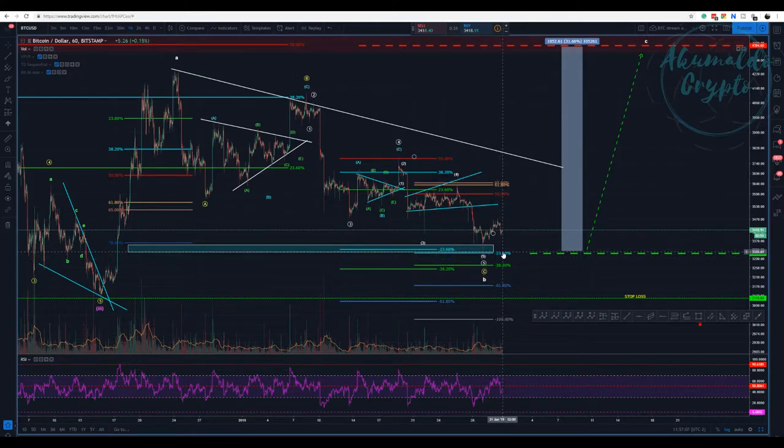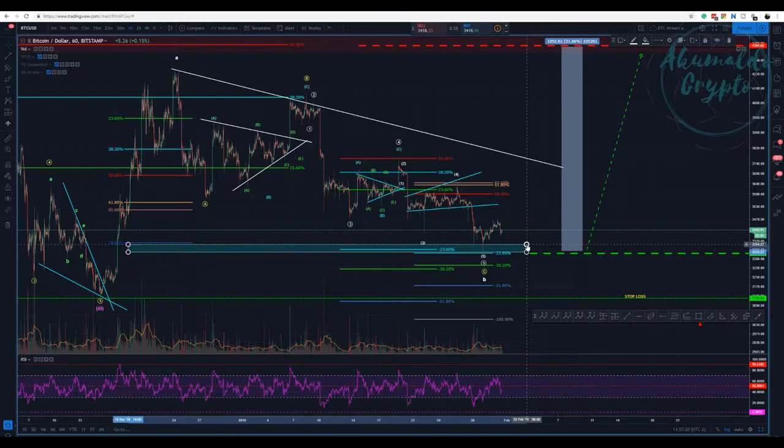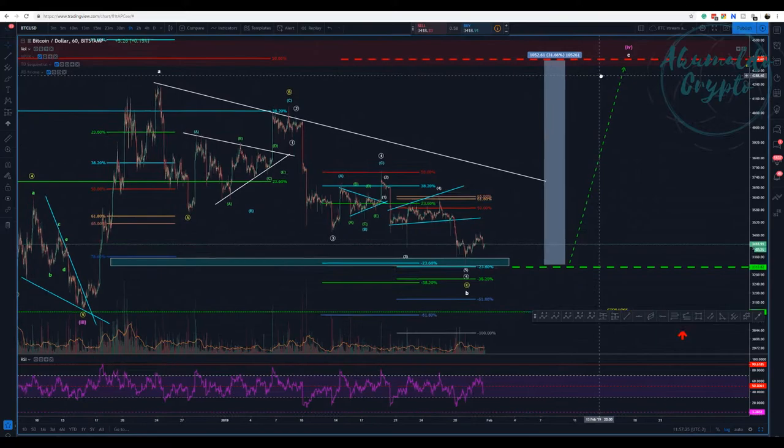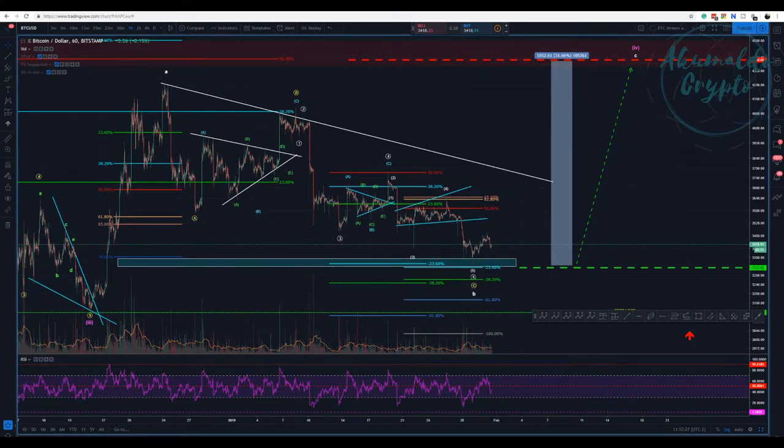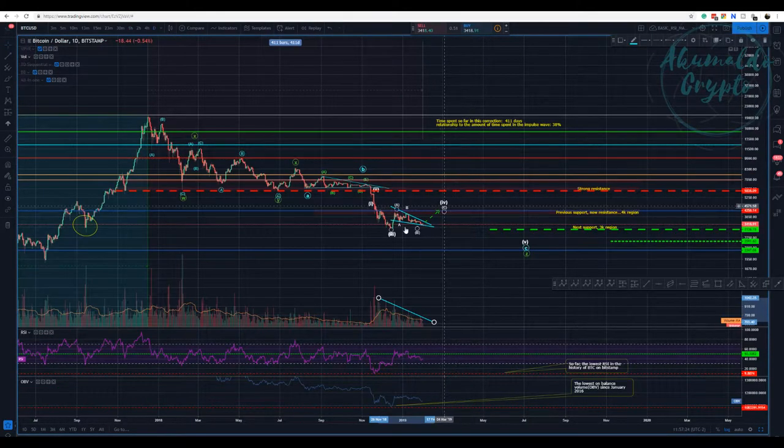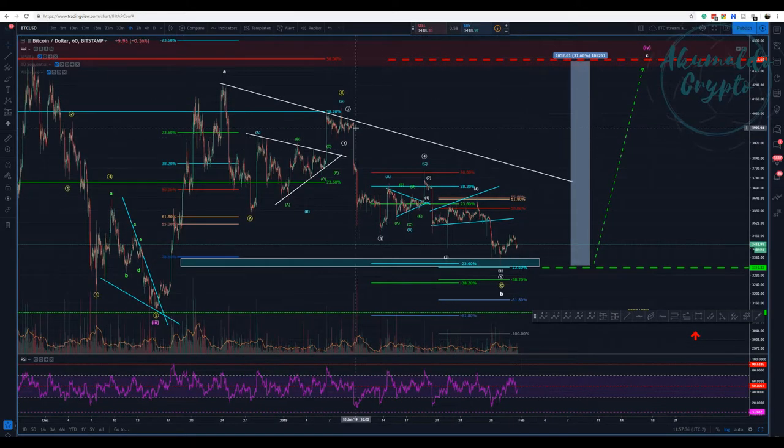Minus 33.6% of this algo target here, and minus 33.6% of these algo targets here, together with the 78.6% here, it's a container, right? It makes sense. So if we are now going up, this is wave C. This is exactly what I am saying here. We need to break this pattern here and go up.